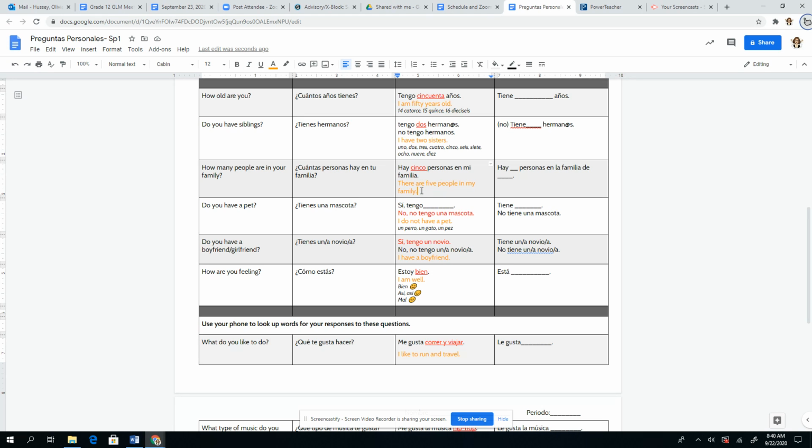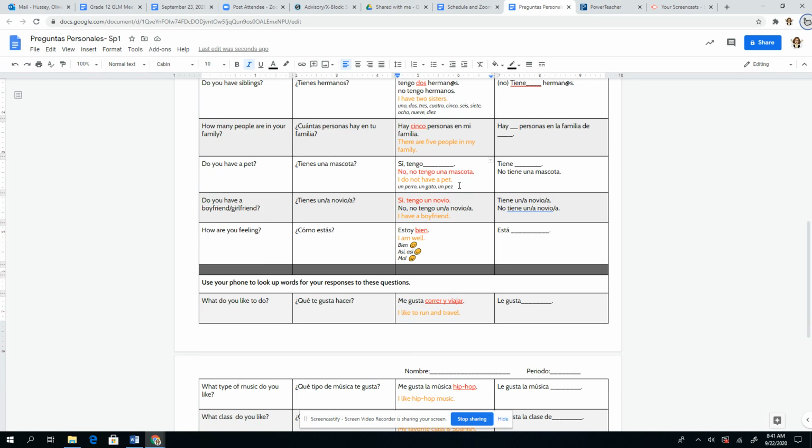The next question is asking how many people are in your family. I have 5 people in my family. So I would say, hay 5 personas en mi familia. Again, when you're choosing the number here, think about the numbers that we just used up here.